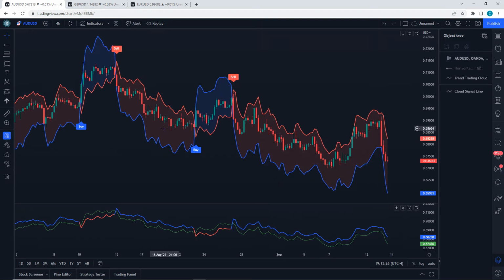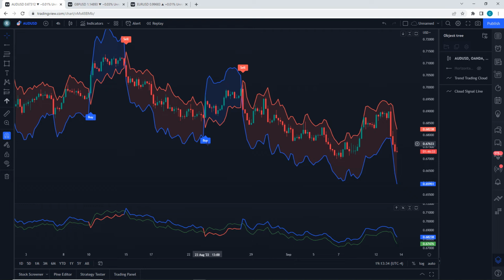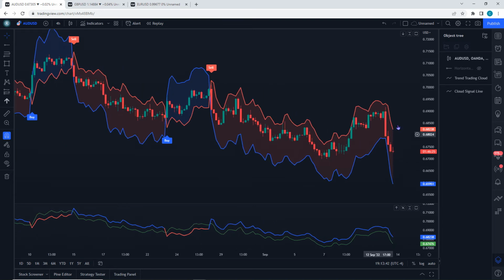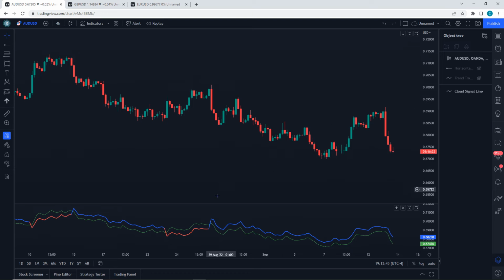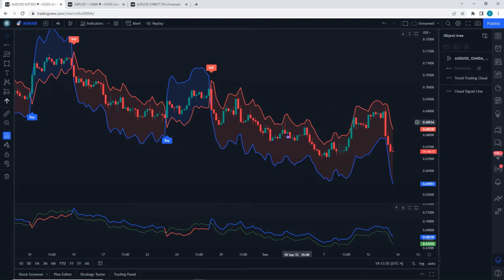So as we see, with the red cloud and the blue cloud, each representing uptrends and downtrends, that's where to look for your buy and sell signals. And then we've got the cloud signal line below here. If you want to, even just hide this, it will represent where the signals are forming. And so if you see it go blue above the green line, that is coordinating with the buy signal. And then, of course, vice versa with the red line below the green line.